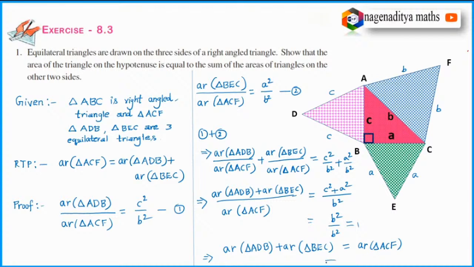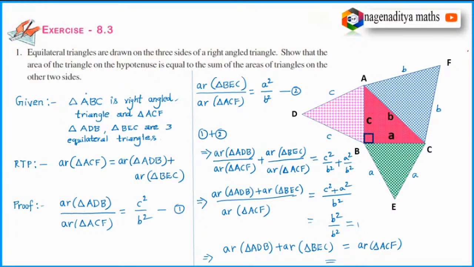Okay, so it is proved: area of triangle ACF is equal to area of triangle ADB plus area of triangle BEC. That means the triangle drawn over the hypotenuse of a right angle triangle is equal to the sum of the areas of triangles drawn on the remaining sides of the right angle triangle. So it is proved. Okay, so I am going to explain once again.